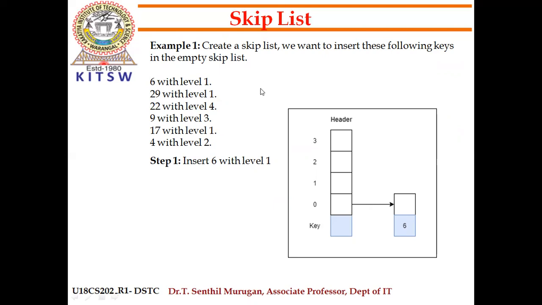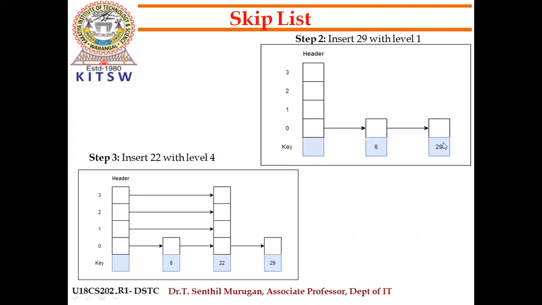Okay, so next 29 with level 1. So again 29 will be added with level 1, so directly it will be connected after 6, 29. So the next element is 22. 22 is greater than 6, less than 29. So where do we have to insert? We have to insert in between 6 and 29.